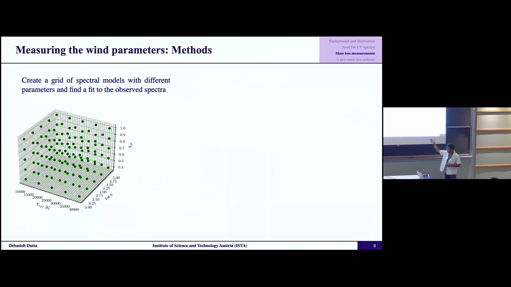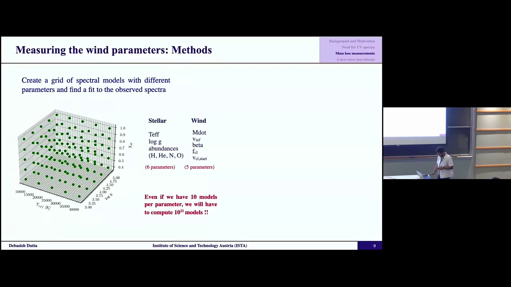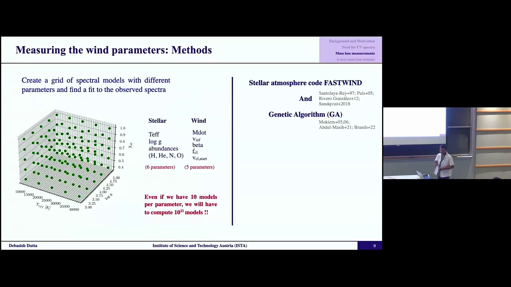So how do we do it? Generally what people do is create a grid of spectral models and try to find the fit. A grid can look like this sometimes, with the effective temperature, log g, and the hydrogen surface abundance, and something similar was done for the optical spectra. But now we have a lot more parameters, around 11. If we compute even 10 models in each direction, we end up with around 100 billion models, which is not computationally feasible. So what we do is use the stellar atmosphere code FASTWIND and a genetic algorithm.